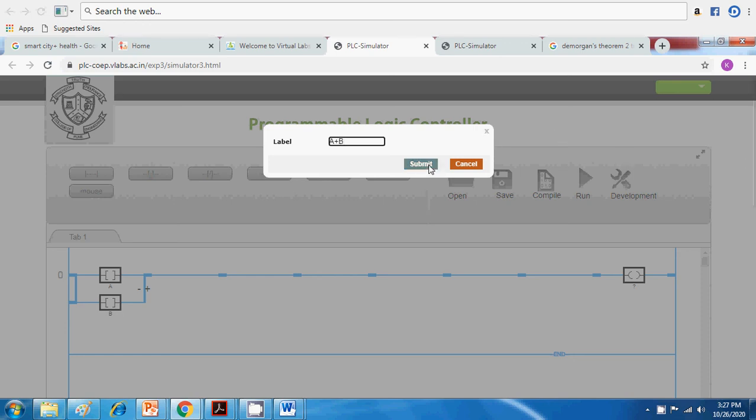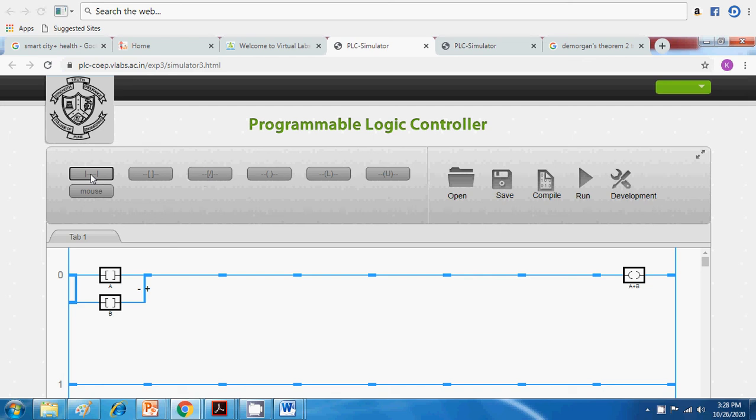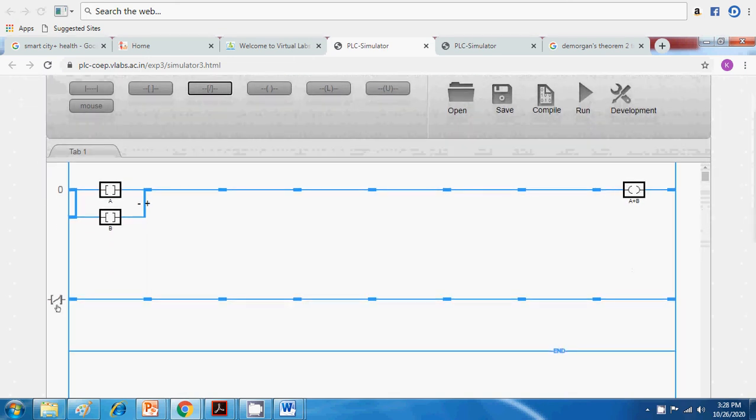Now we have to invert this A plus B, whatever is this A plus B, we have to invert it. So for the inversion, take this close contact. First we have to add one rung, then take this close contact and put it over here.